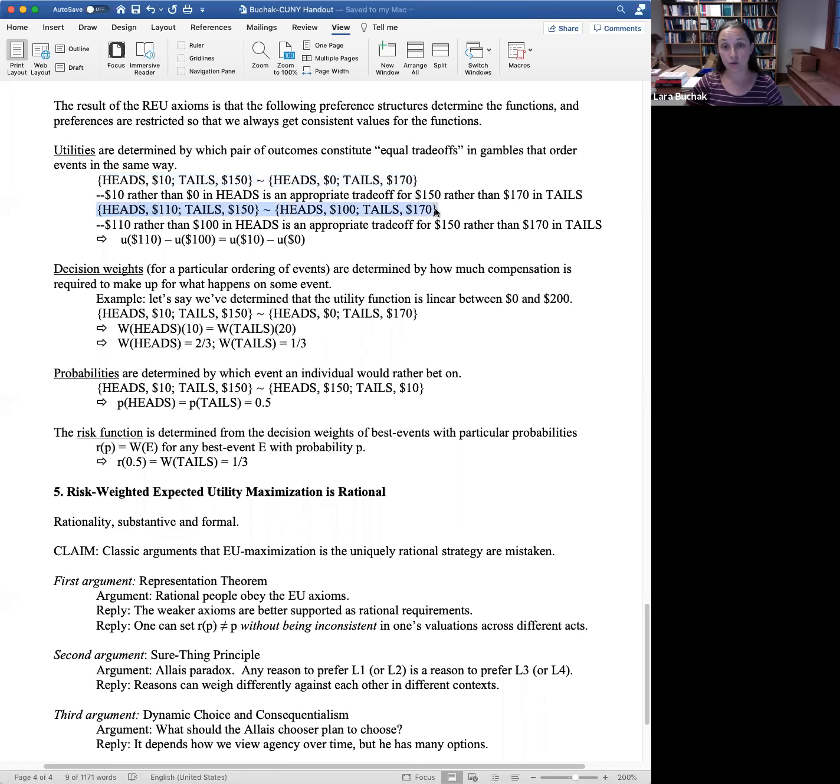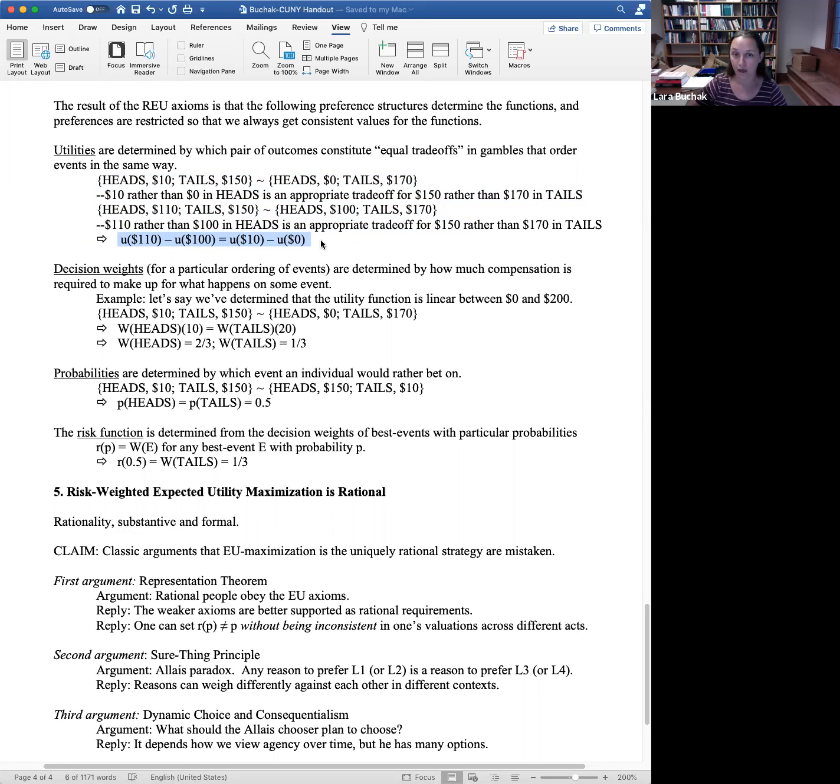Let's say you're also indifferent between 110 in heads and 150 in tails, and 100 in heads and 170 in tails. So again, the difference between 110 and 100 is exactly equal to the difference between 150 and 170 in tails. So if you have both these preferences, then what that implies is that the difference between 110 and 100 is the same as the difference between 10 and 0. So that's what determines the utility function.